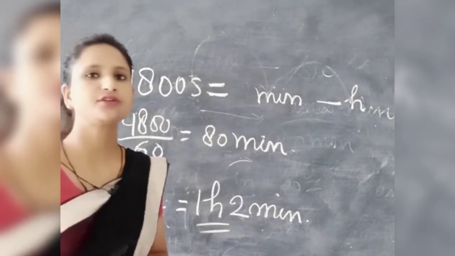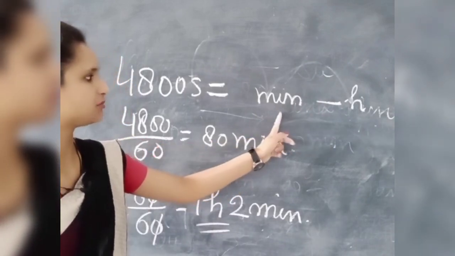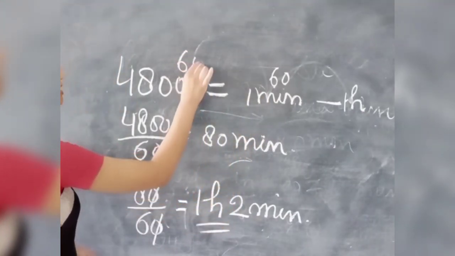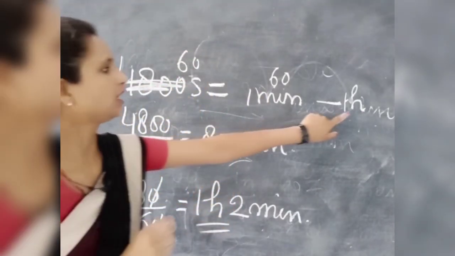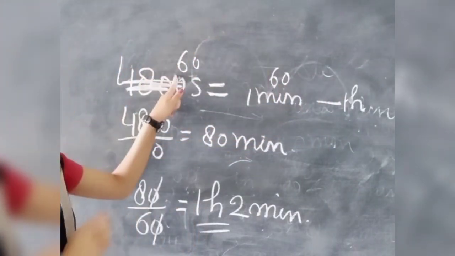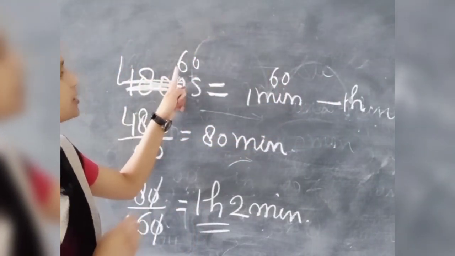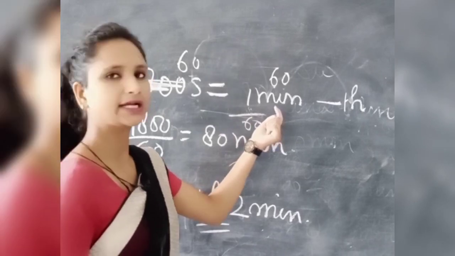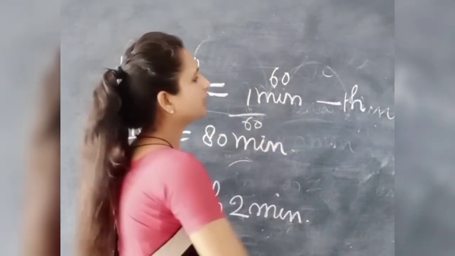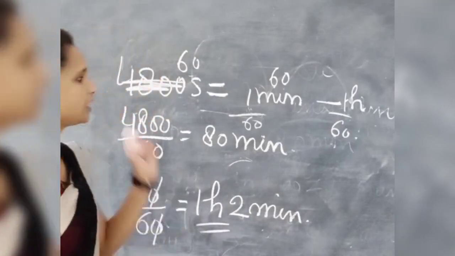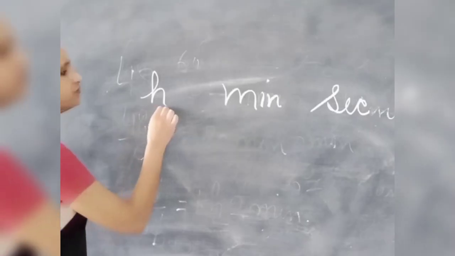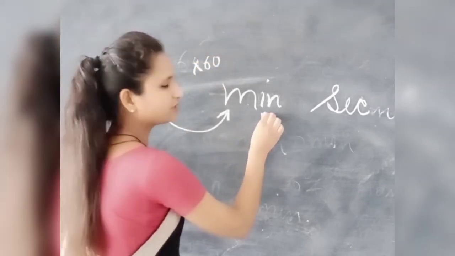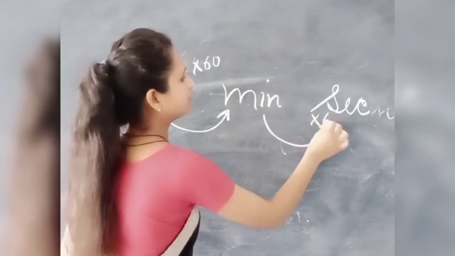Okay, so let us revise. 1 hour is equal to 60 minutes and 1 minute is equal to 60 seconds. When we have to convert seconds into minutes, we divide the given number by 60, and when we convert minutes into hours, we divide the given number by 60. In reverse, when we convert hours to minutes, we multiply by 60. When we convert minutes to seconds, we multiply by 60.